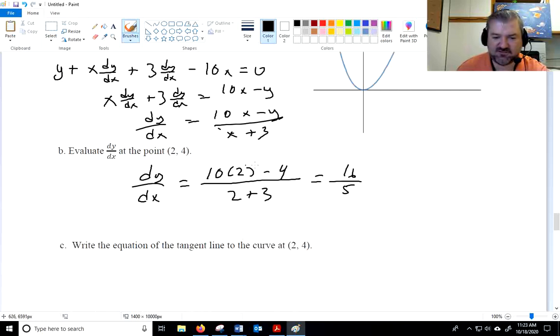Let's write the equation of the tangent line to the curve at (2, 4). Oh, it's maybe been a while since you've done that. So y minus the y-coordinate equals the slope times x minus the x-coordinate. Piece of cake, right?